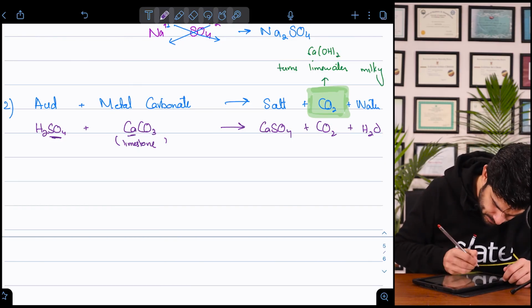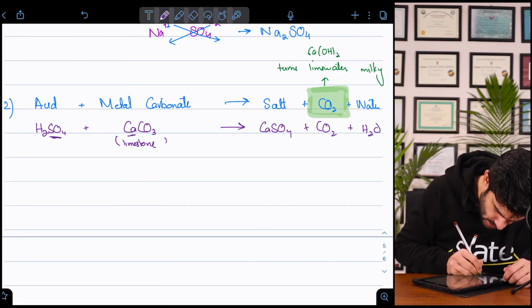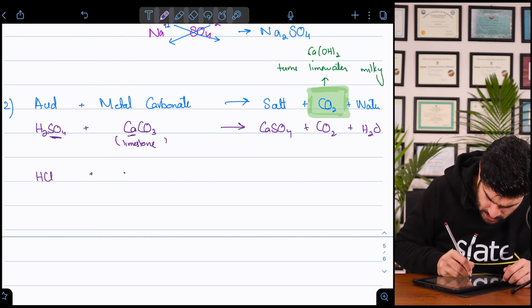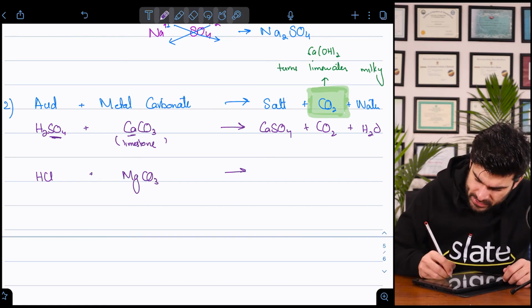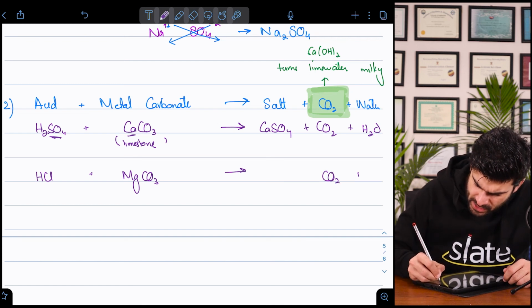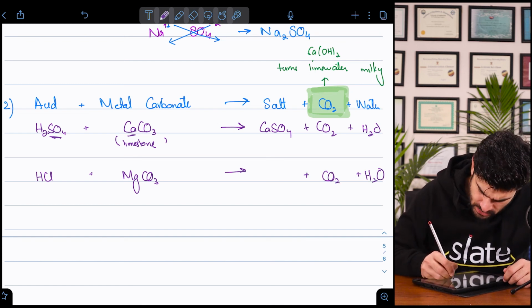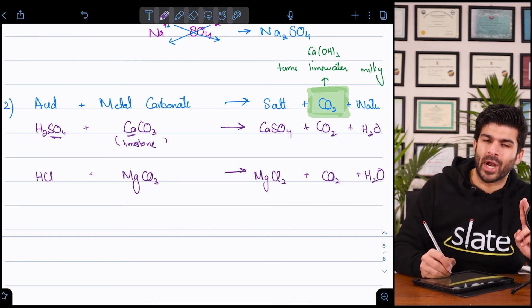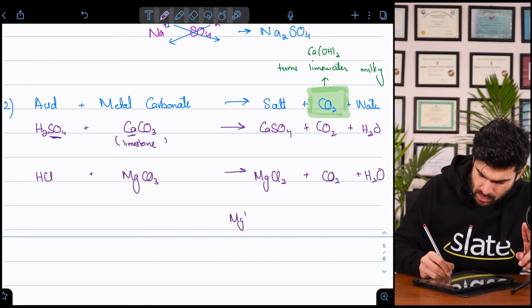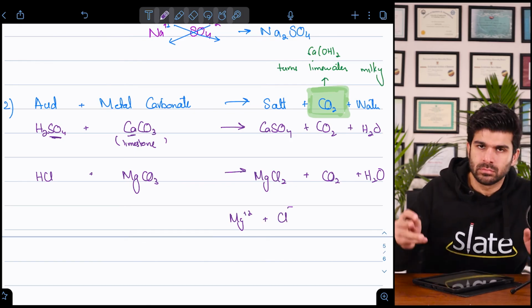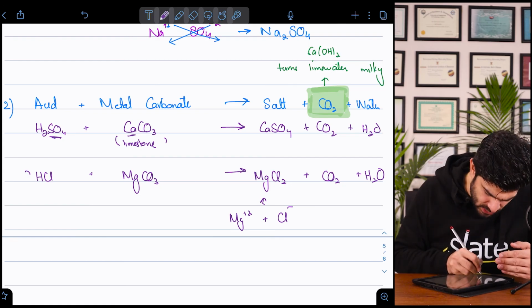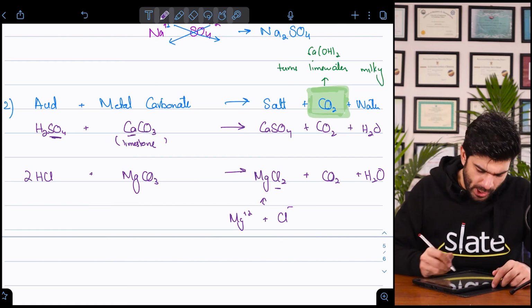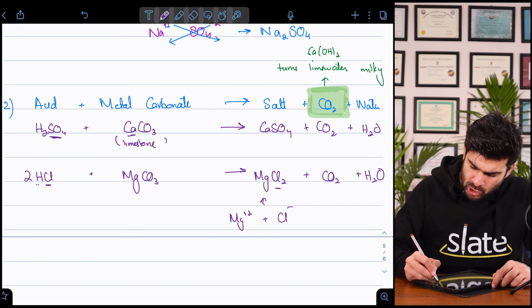And then you make the salt. Let's do another one. HCl plus magnesium carbonate. What do we get? Again, the same one. Carbon dioxide plus water plus MgCl2. Because magnesium is +2, chloride is -1. Crisscross, and this becomes MgCl2. Now we need to balance the equation. Because there are 2 chlorides, so making it 2, the hydrogen also becomes 2.